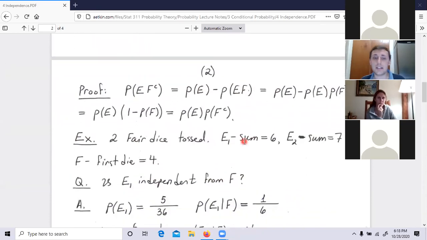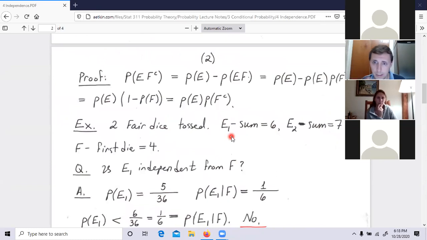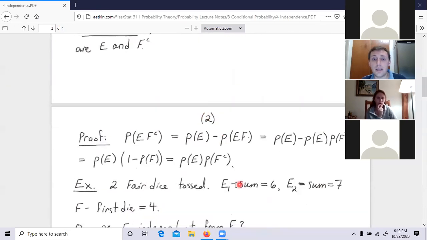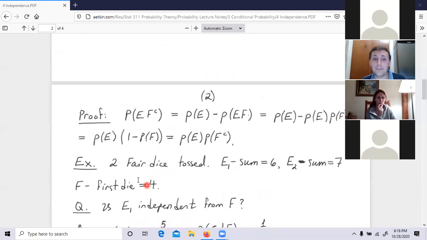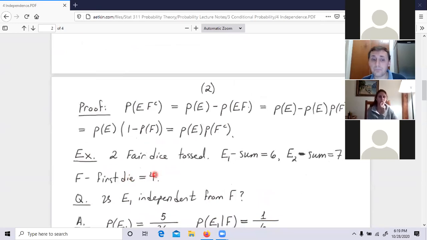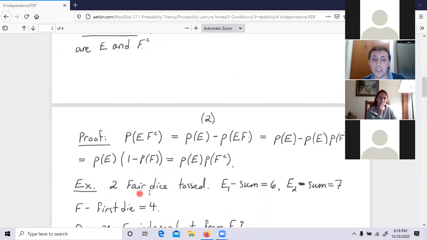Okay, here is an example. So very important. I hope you understand independence. We'll check it at the end of this lecture, whether you really understand it. Two fair dice are tossed. Let E1 be the event that the sum is equal to 6, and E2 be that the sum is equal to 7, and F is that the first die is 4. So here is the first question: is E1 independent of F?